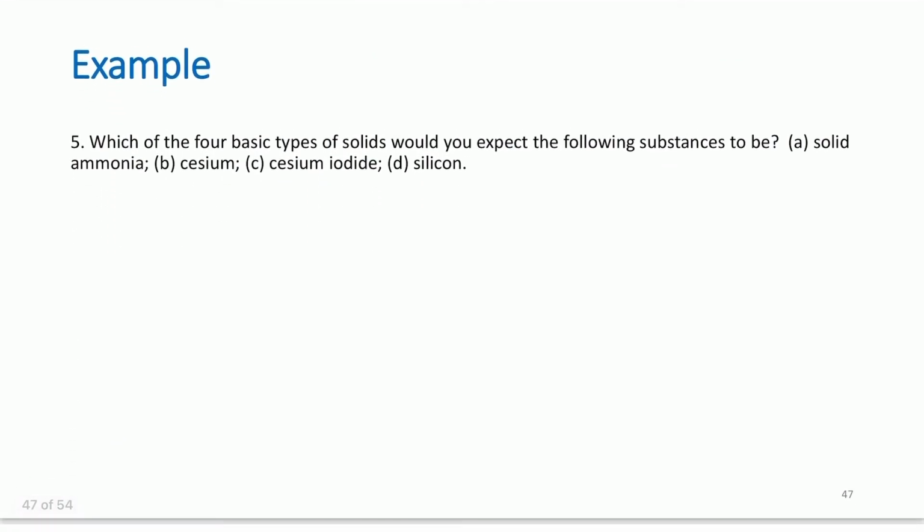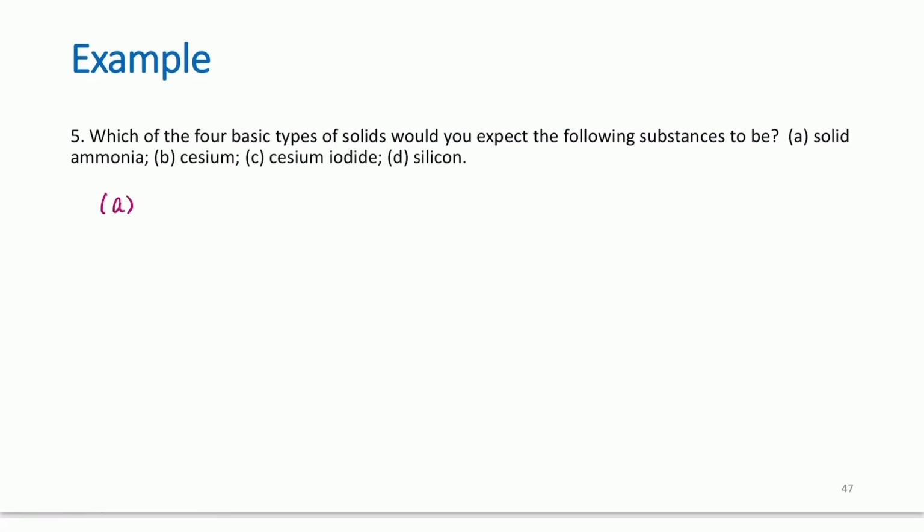Which of the 4 basic types of solids would you expect the following substances to be? A, solid ammonia. Ammonia, NH3. If ammonia was in a crystal structure, let's think about what ammonia looks like. Its electron geometry is tetrahedral. Its molecular geometry, trigonal pyramidal. I know it undergoes hydrogen bonding, so therefore it's got LDF, dipole-dipole, and hydrogen bonding. But I also know it is molecular.